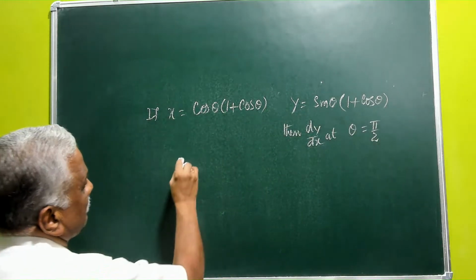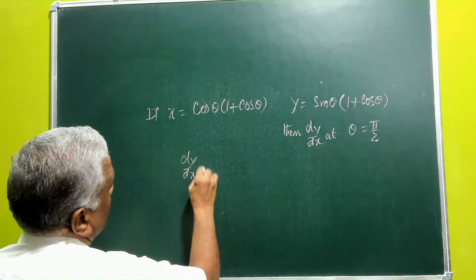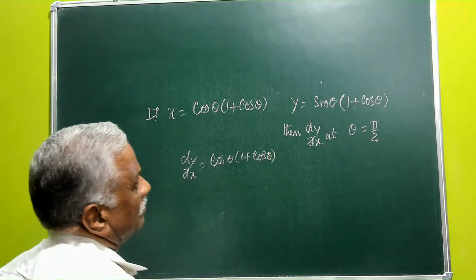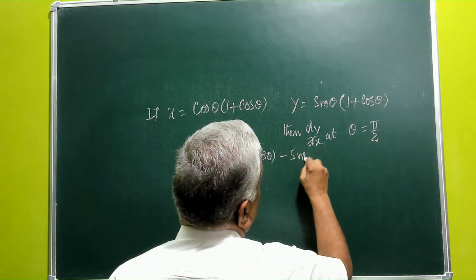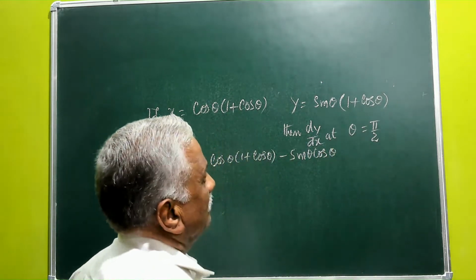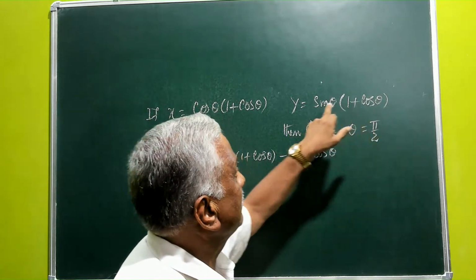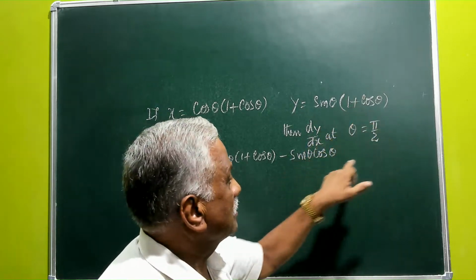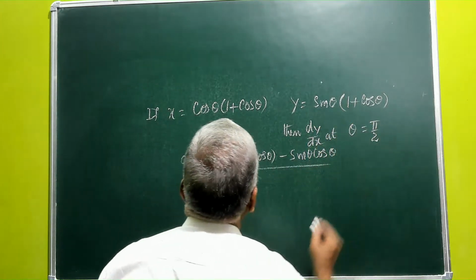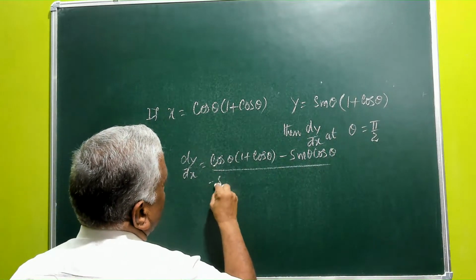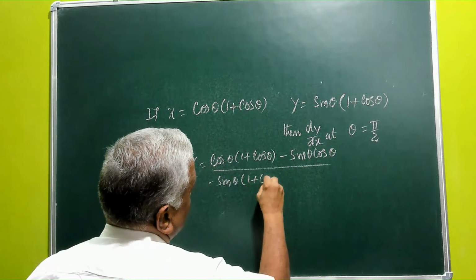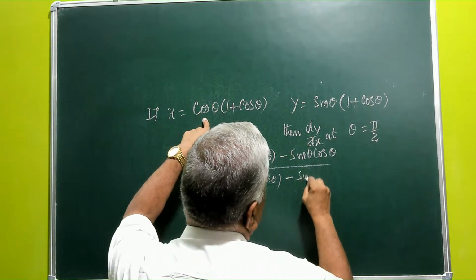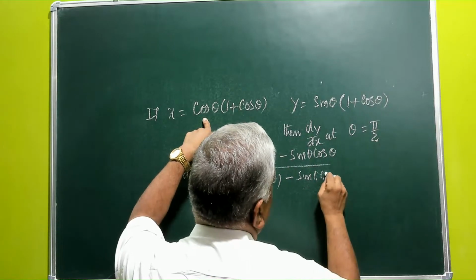So let us find dy by dx. This is cos theta into 1 plus cos theta minus sin theta cos theta. Product rule: keep 1 plus cos theta as it is, differentiate sin theta by cos theta, keep sin theta as it is. Differentiating 1 gives 0, cos theta gives minus sin theta, divided by, here again product rule, minus sin theta into 1 plus cos theta, keep cos theta as it is, so this is minus sin theta cos theta.